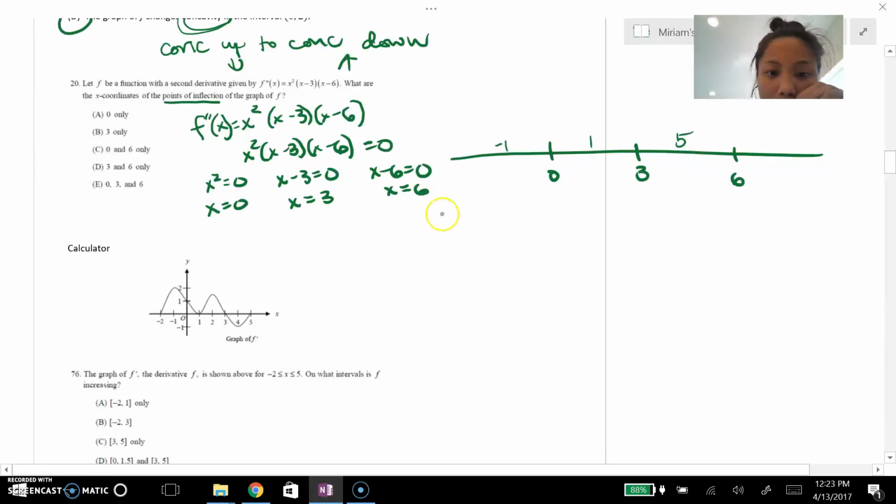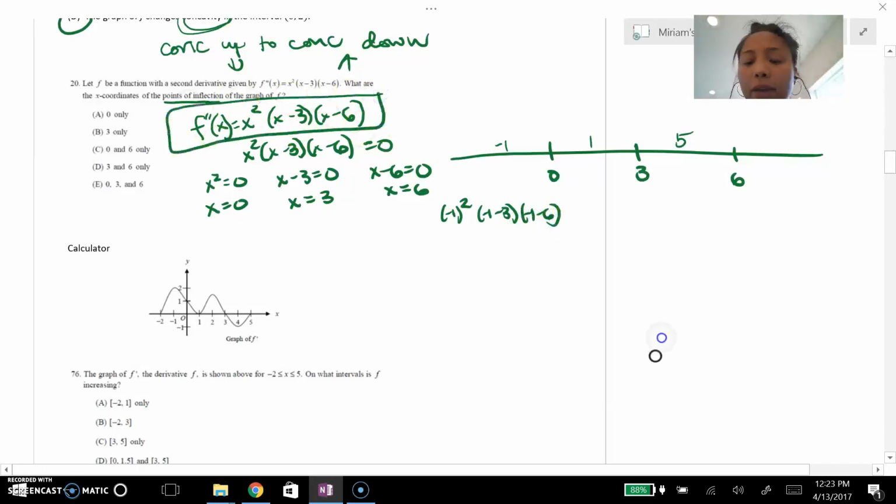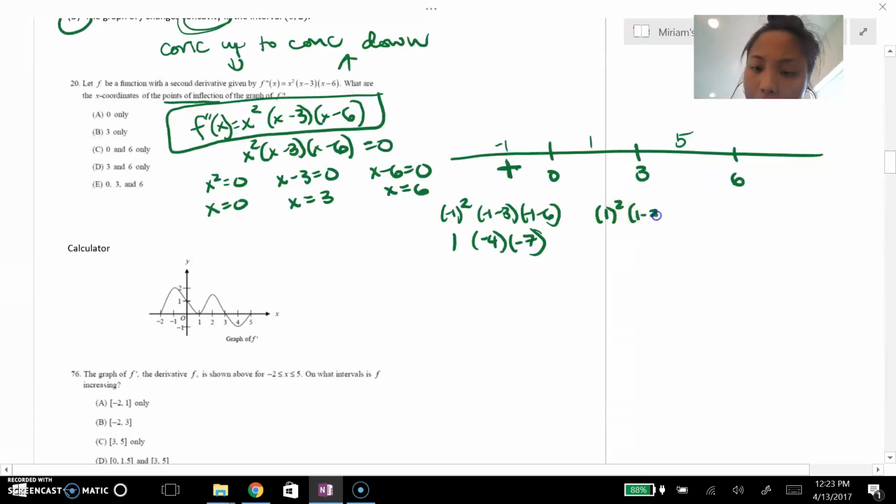So let's start with -1. So I have -1 squared, -1 minus 3, -1 minus 6. So I plugged it into the second derivative. -1 squared is +1. -1 minus 3 is -4. -1 minus 6 is -7. If I multiply all of these, I'm going to get a positive answer. Let's do the same work for 1. 1 minus 3, 1 minus 6. So I have 1 times -2 times -5, so this is positive.